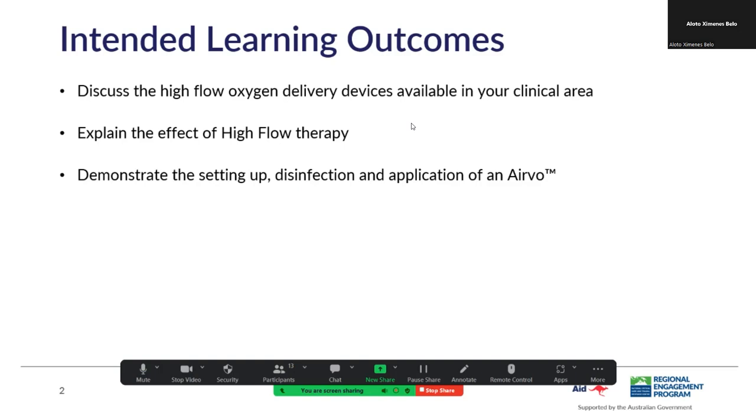Okay, so what we're going to have a look at for the next maybe 40 minutes is discuss the high flow oxygen devices you may have available in your area, explain how high flow works, and also we're going to look at how we set up and disinfect and apply the Airvo.